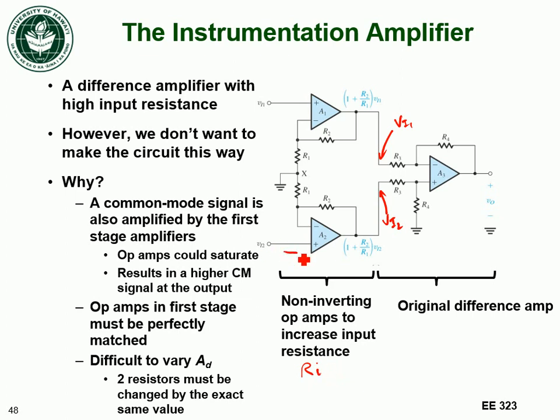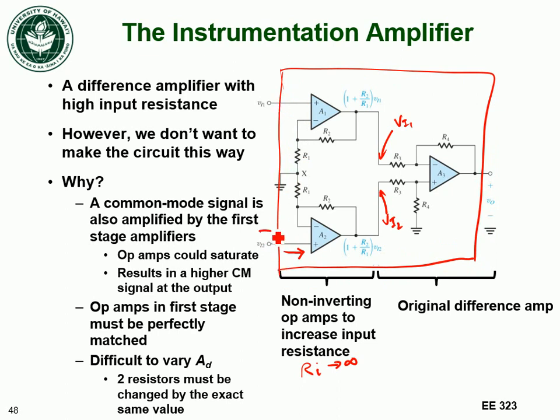My input is directly into the non-inverting terminal, so my input resistance should be infinite. So the input resistance of this overall amplifier is also infinite, because I just care about what I see looking into the inputs of the amplifier. If this whole circuit was in a box, these are my two input terminals. My input resistance is the resistance looking into the input, and that's the same as the input resistance looking into my non-inverting op-amp. So it's infinite. So the input resistance of this cascaded op-amp circuit is infinite.